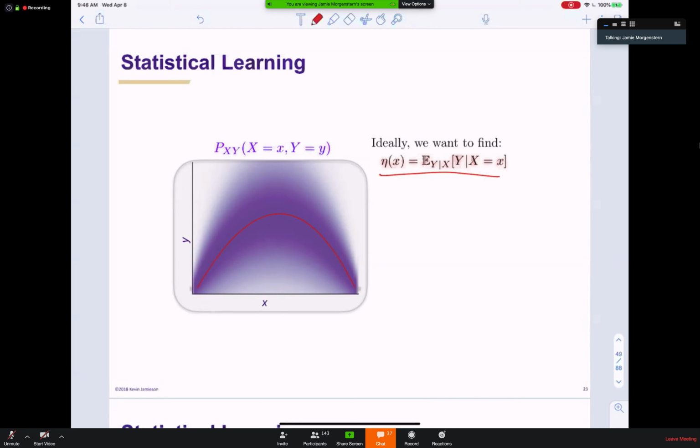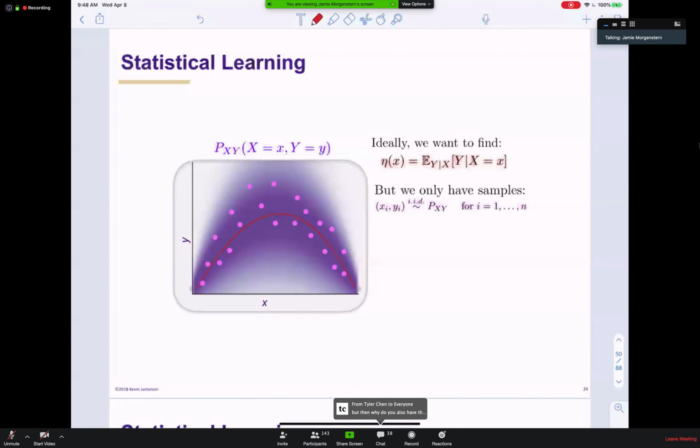This is all hypothesizing that we have nice access to this really dense point cloud, where we have many, many examples. In fact, perhaps all of the examples we might ever see in the future of all the houses that we're referring to. We really only have samples drawn from this distribution.